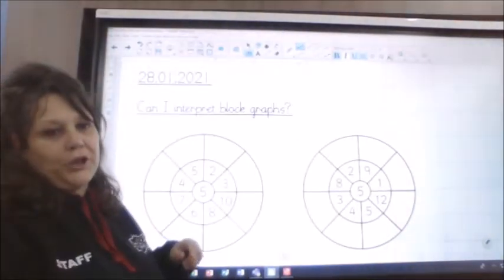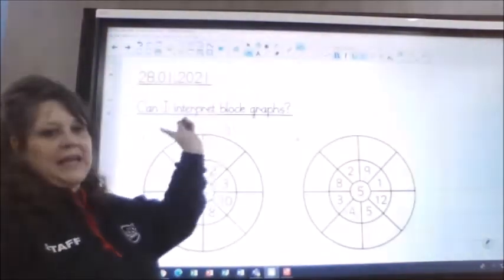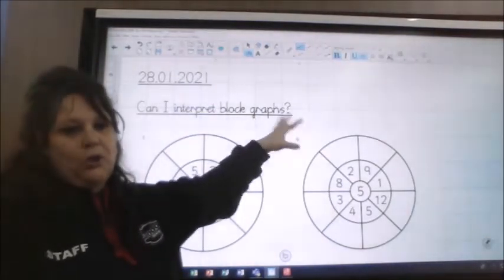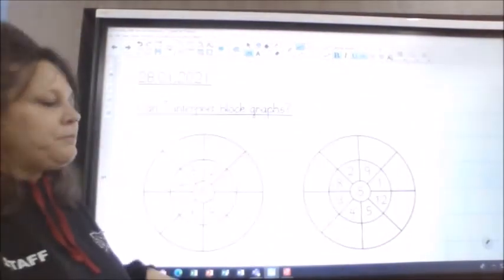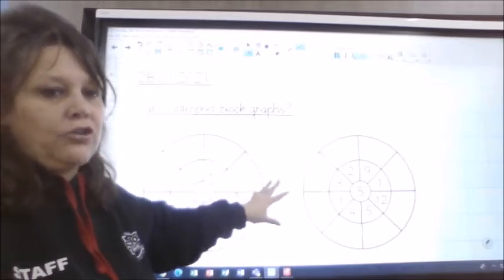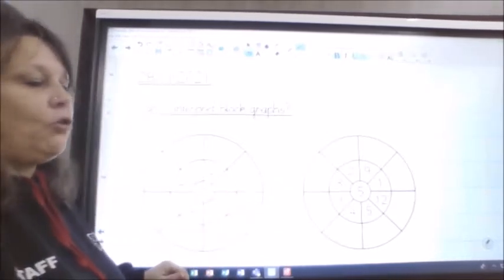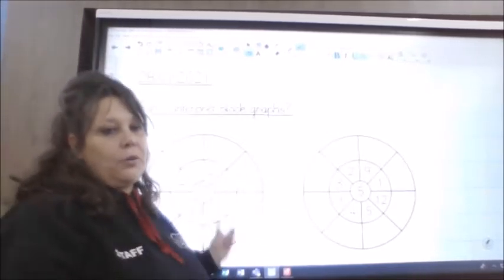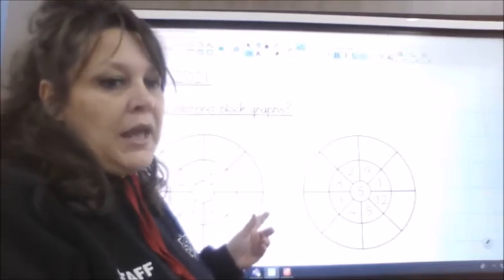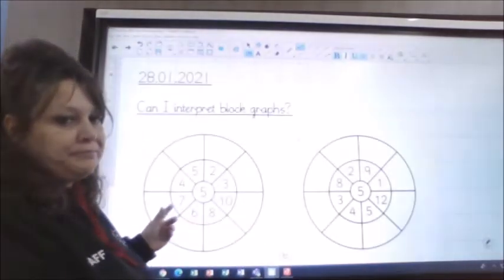So if you're on book 2, you're going to be looking at interpreting block graphs, and I'm going to introduce you to that in a minute. But first of all, your starter is you're going to be revisiting your 5 times table. And I've got a couple of multiplication wheels here that I want you to have a little look at.